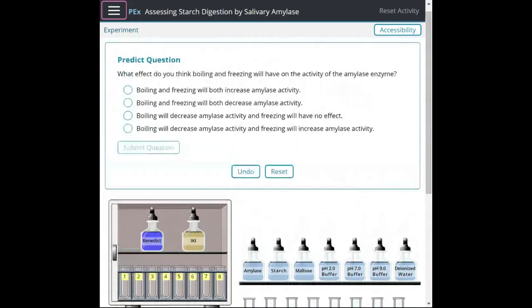So here's a predict question for you guys. What effect do you think boiling and freezing will have on the activity of this particular enzyme? You think both are going to increase the activity, both are going to decrease the activity? Boiling will decrease the activity, but freezing will not have any effect. Boiling will decrease activity, but freezing will increase the activity. What do you think there, guys?